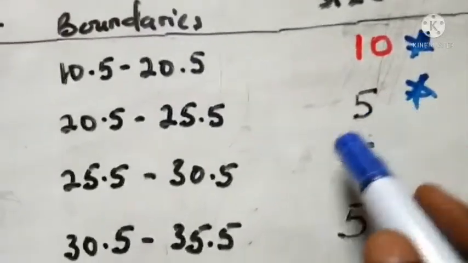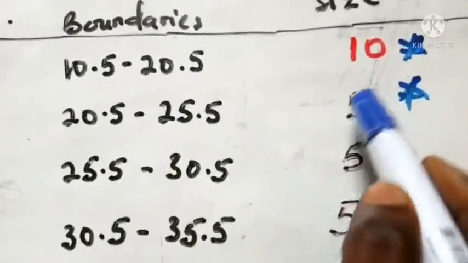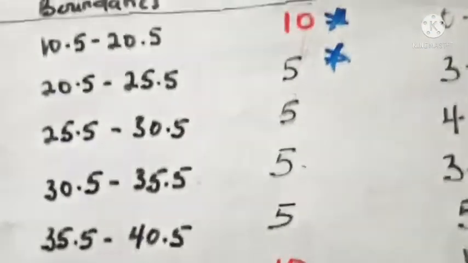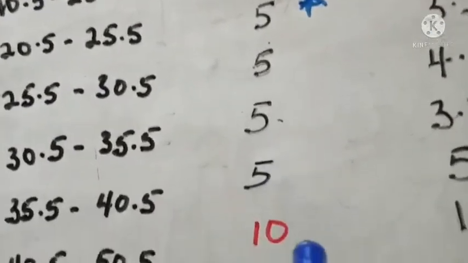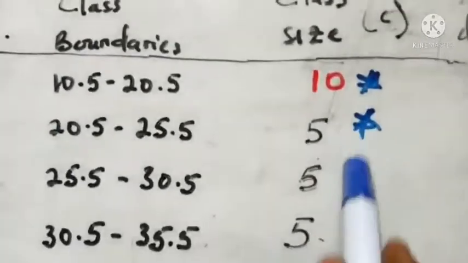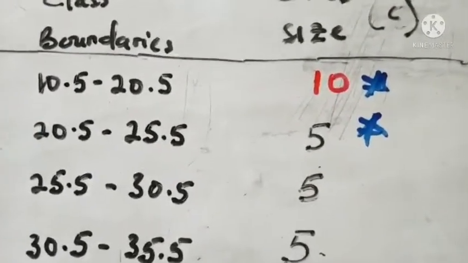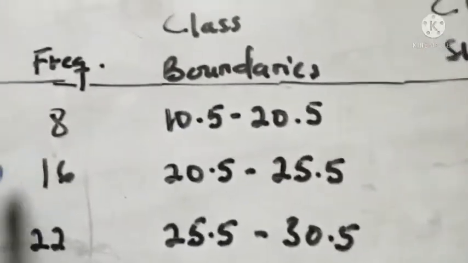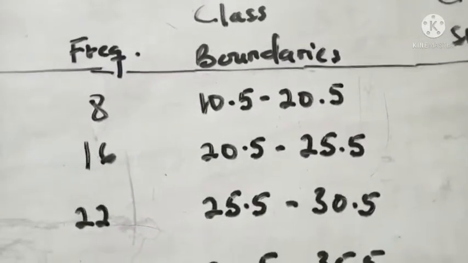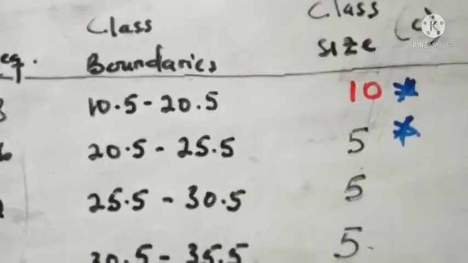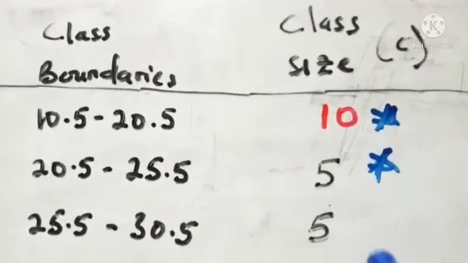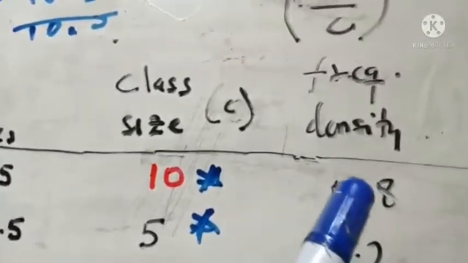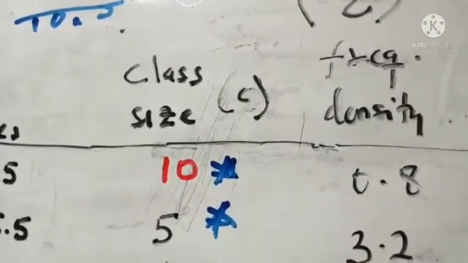Okay, now if you subtract everything, you can see that here will give me 10, and then 5, 5, 5, and then the last one will also be 10. So in this case, we are having 10, 5, 5, 5, 5, and then 10. You can see that the class sizes are not equal. If they are equal, then we can just use the frequency, and we have a video on that, you may consider watching. But in this case, the class sizes are not equal. Once they are not equal, you have to look for the frequency density to draw your histogram.